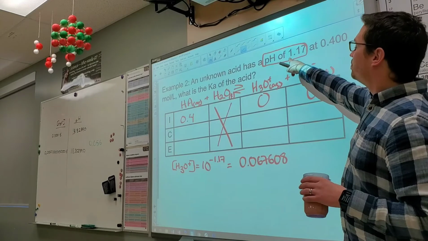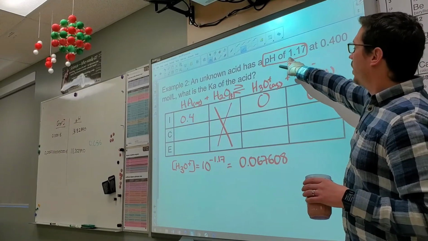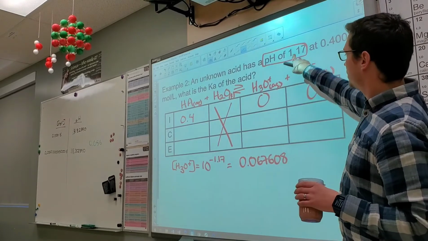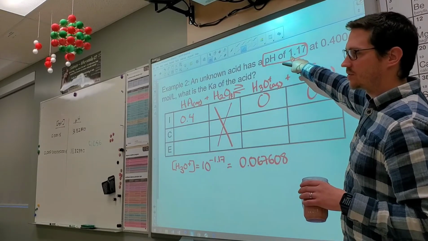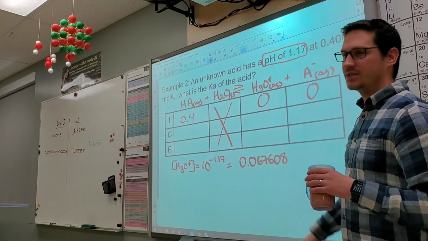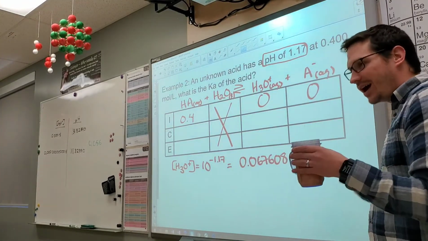When I say pH of 1.17, how many zeros are in the hydronium concentration? How many zeros before you get to the actual significant digits? 1. One zero before you get to the actual significant digits, right? That's kind of what it's telling you.